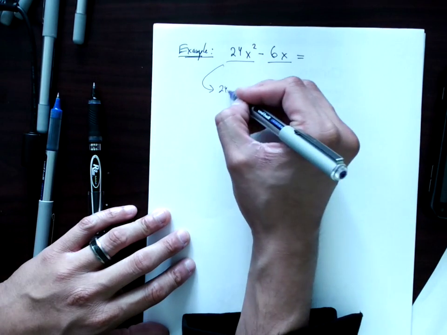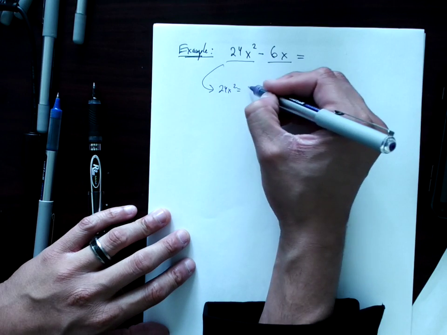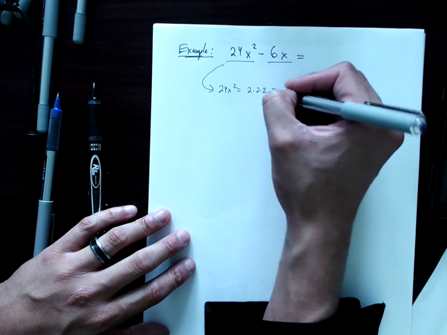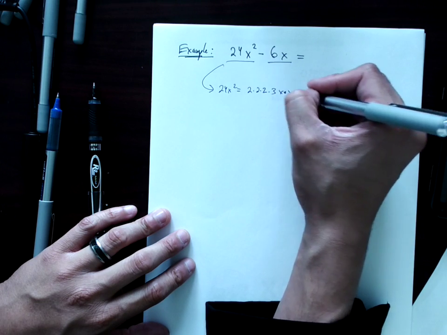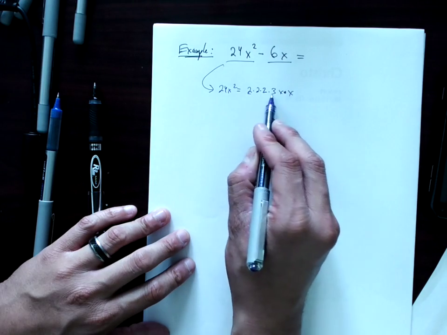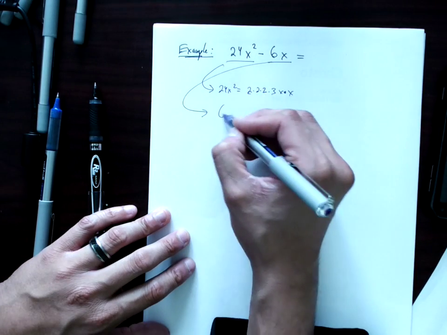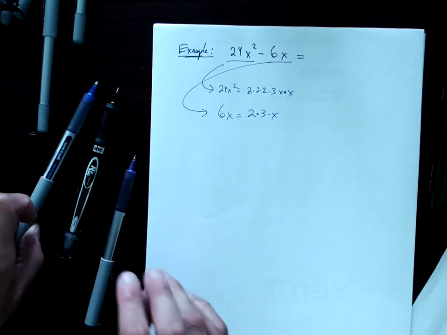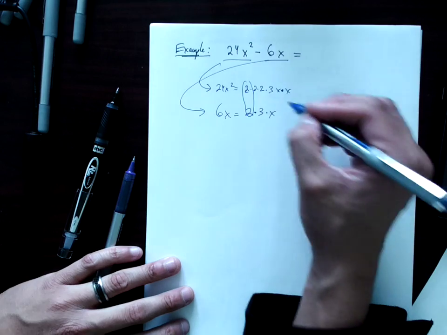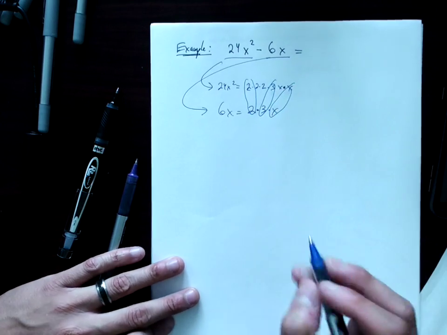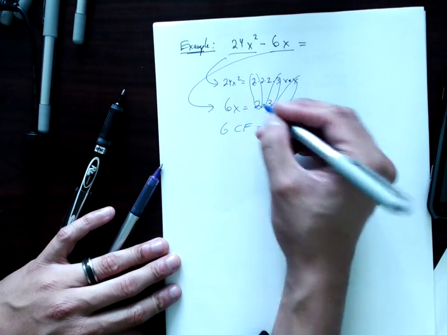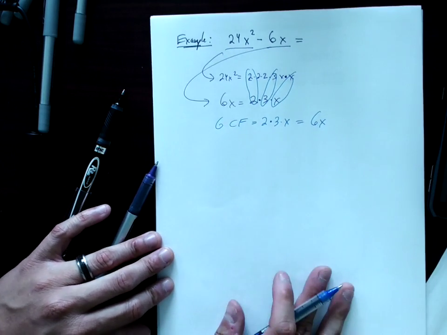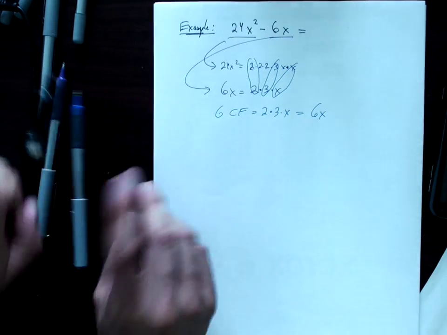So 24x squared, that is, 24 is going to be 2 times 2 times 2 times 3. X squared is x times x. All I did was break down 24 into its prime components. Do the same thing with 6x. 6 is 2 times 3, and I have 1x here. What do they have in common? They have a 2, they have 1x, and a 3. So what is the GCF? It is 2 times 3 times x, which of course is 6x here.